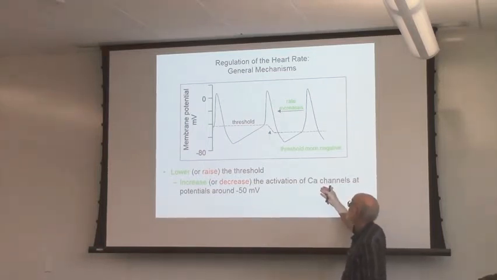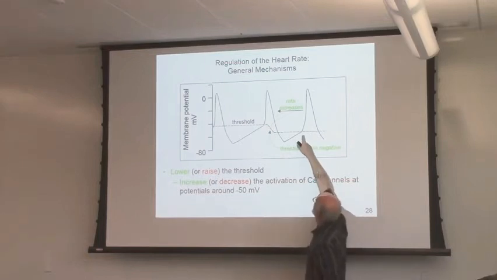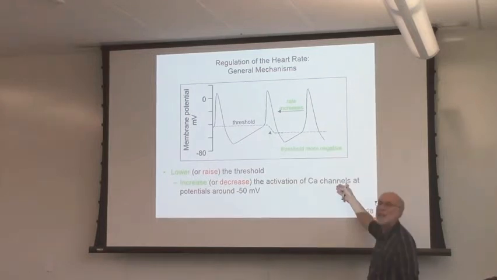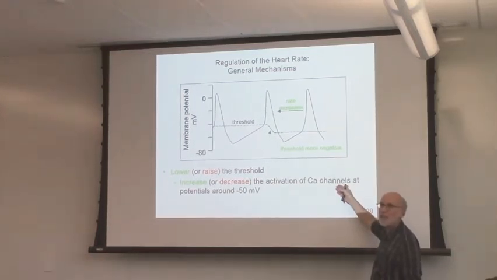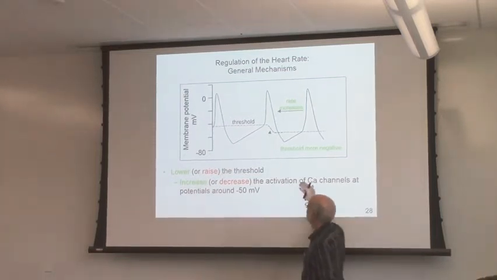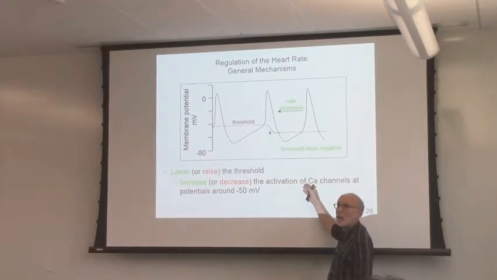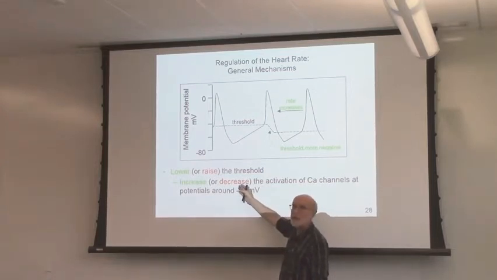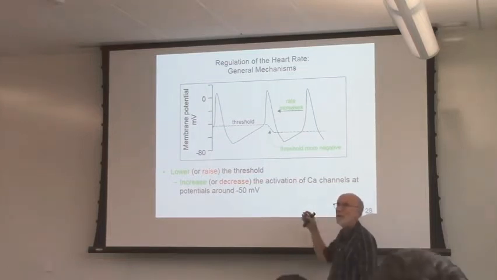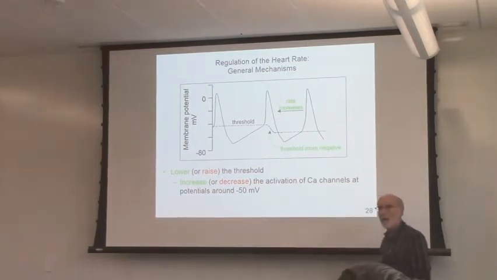Threshold in pacemaker cells is set by the transition from a few calcium channels open to many calcium channels open. So if we change the activation properties of calcium channels, if we make channels open at more negative voltages, we will fire an action potential sooner. And if we make the calcium channels open at less negative or more depolarized voltages, the threshold will go up. That would cause a delay, and that would slow the heart rate.